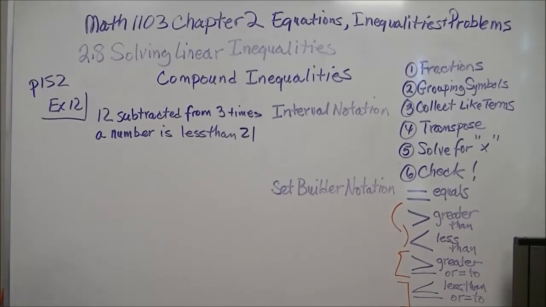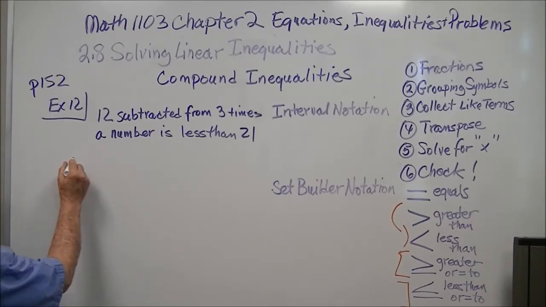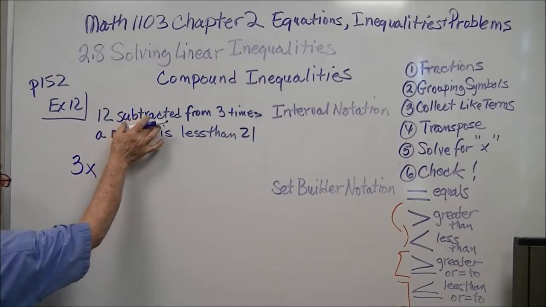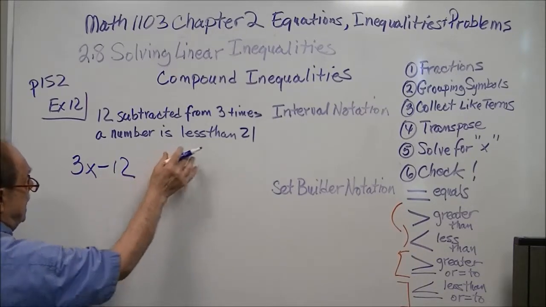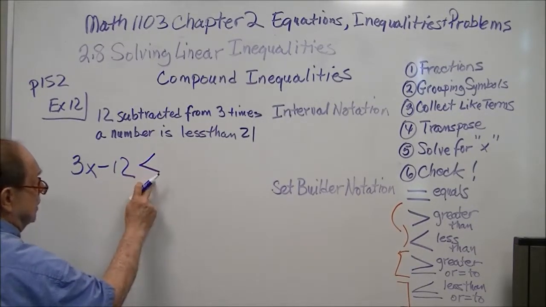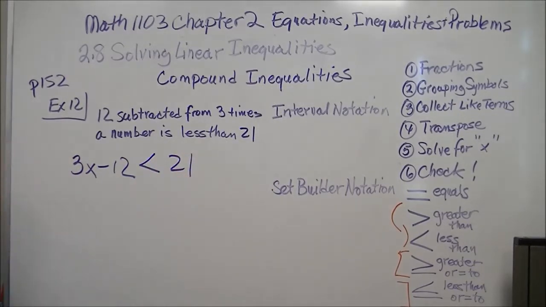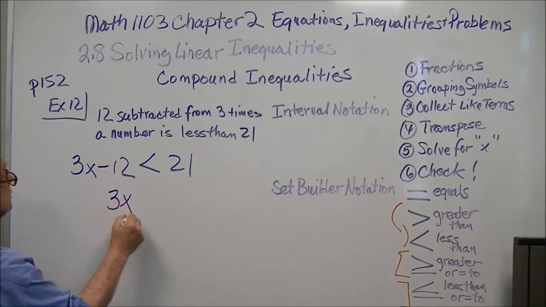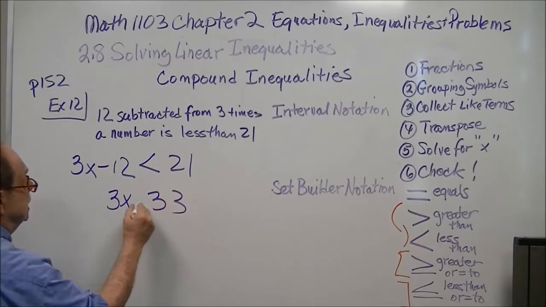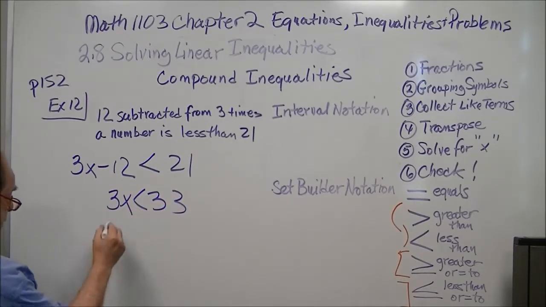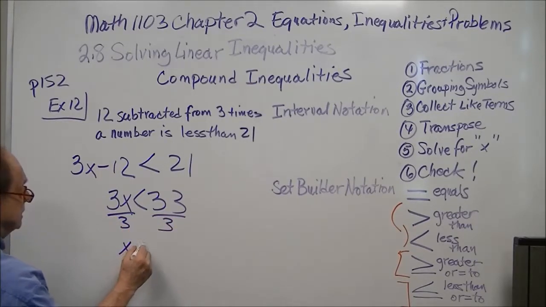And we have to have a few word problems. For example, 12. 12 subtracted from 3 times a number is less than 21. Find all values that would meet this. Well, setting it up, 3 times the number we said could be 3x. Now from that we're going to subtract a 12, and that's going to be less than, only the less than, 21. So we're going to transpose that, and this will be 33. And we're going to divide by 3. x is less than 11.